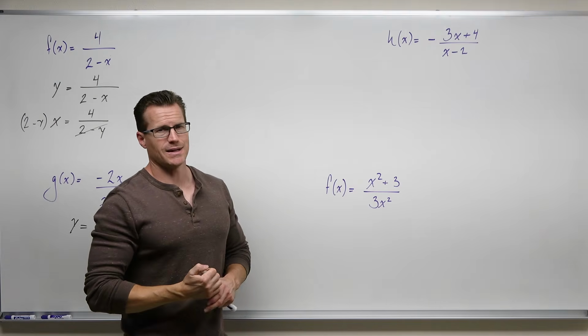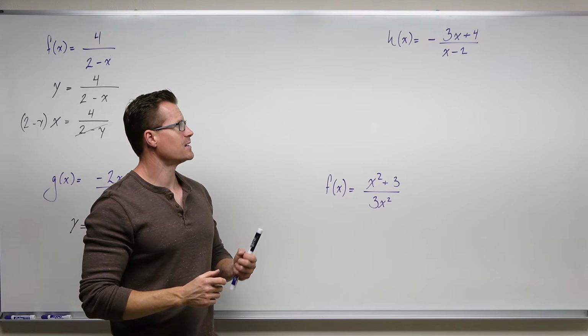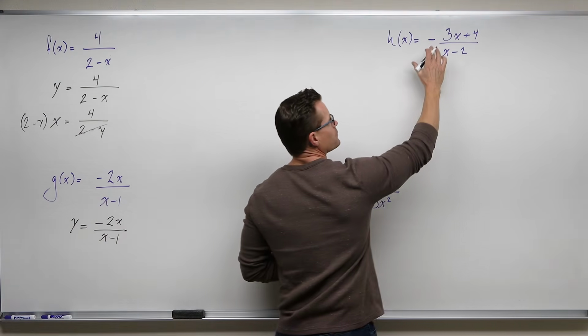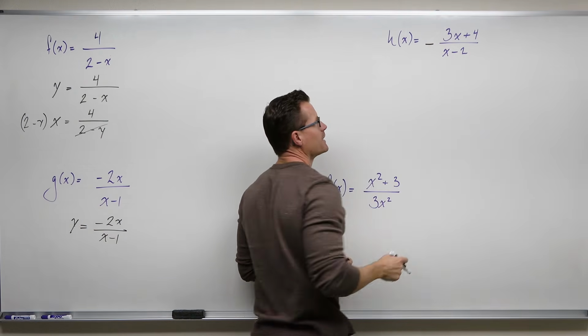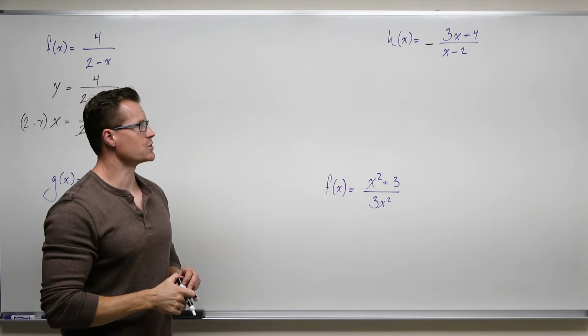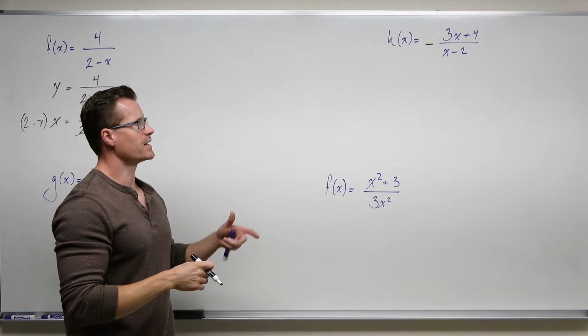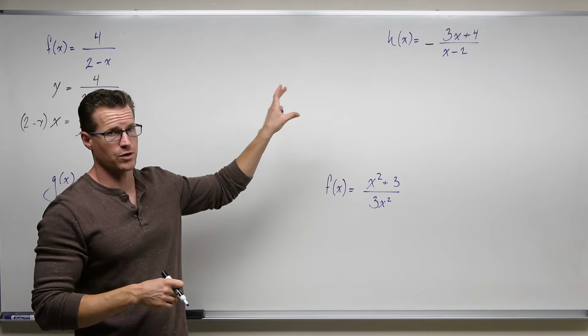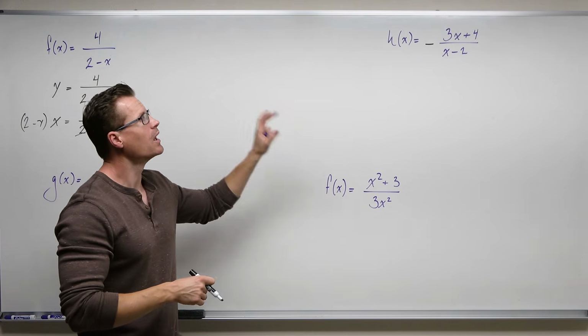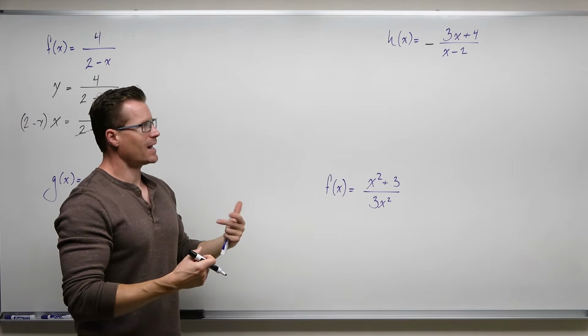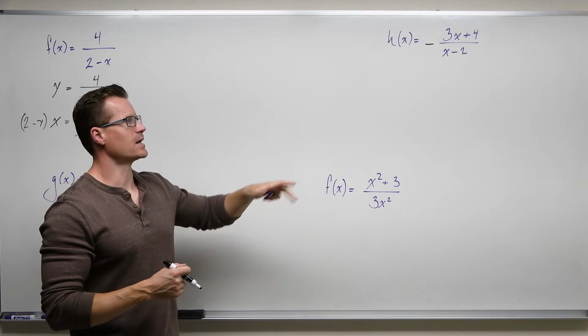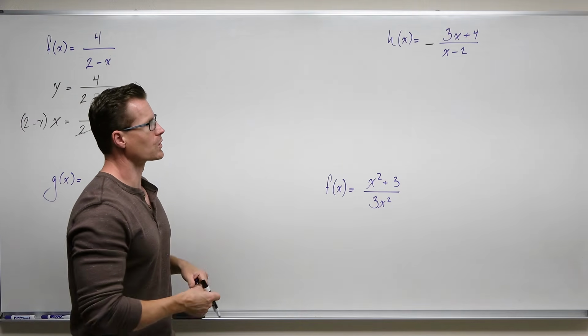Okay, let's move on to the last two. Let's look at h of x, negative 3x plus 4. That negative is supposed to be out front. Negative 3x plus 4 over x minus 2. First thing we're doing to find an inverse is recognizing that it's going to be a one-to-one function if we're going to find it, or it has to have a domain restriction. So that's a one-to-one function. It actually has a horizontal asymptote at negative 3. That's what it's going to look like.